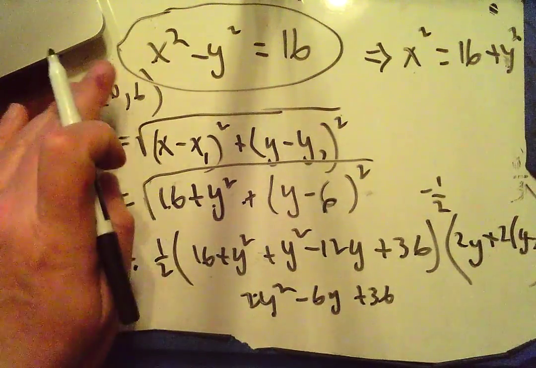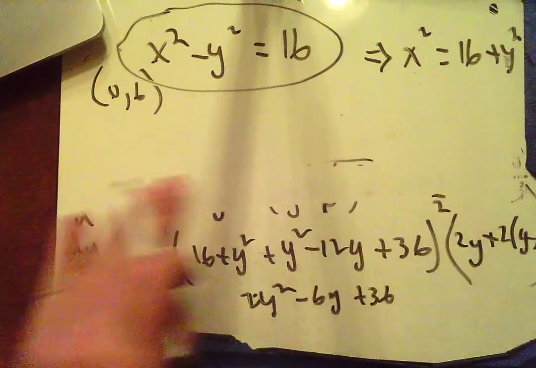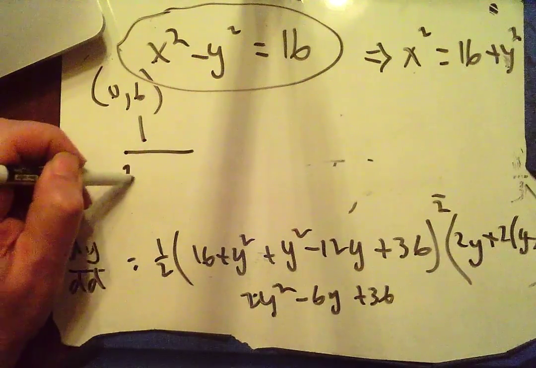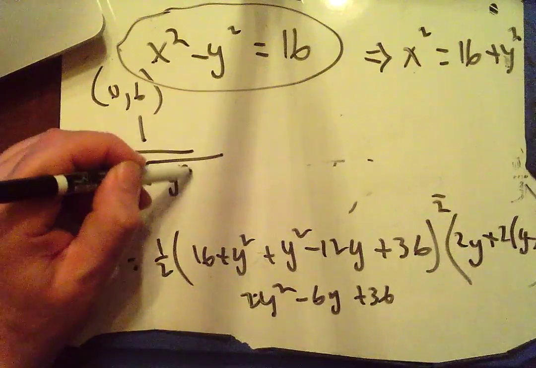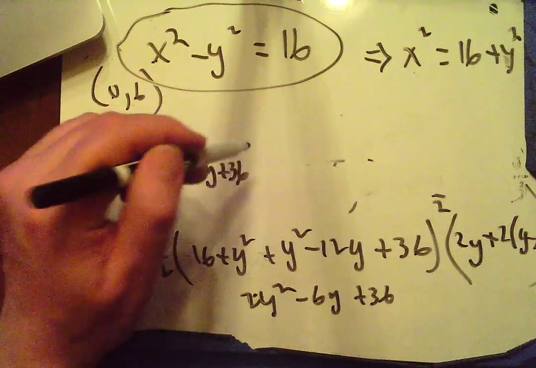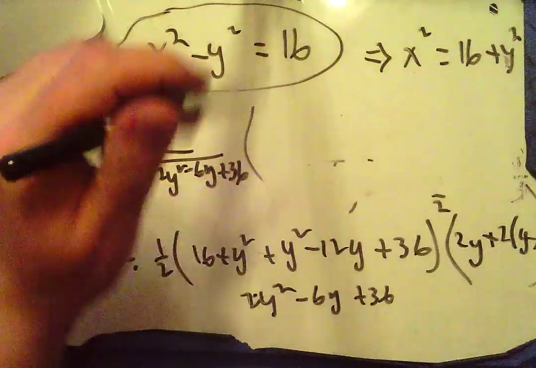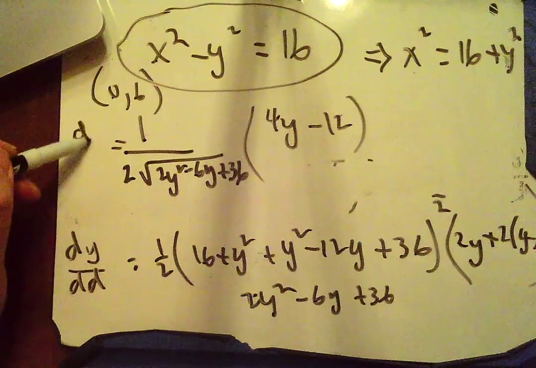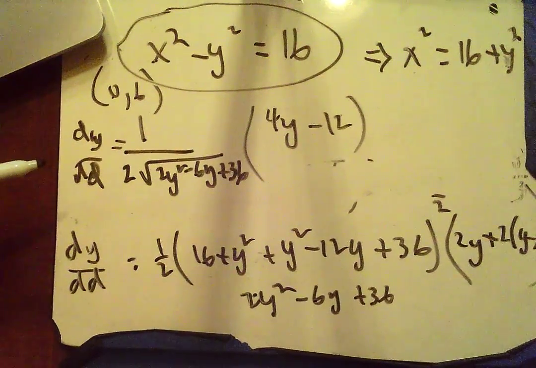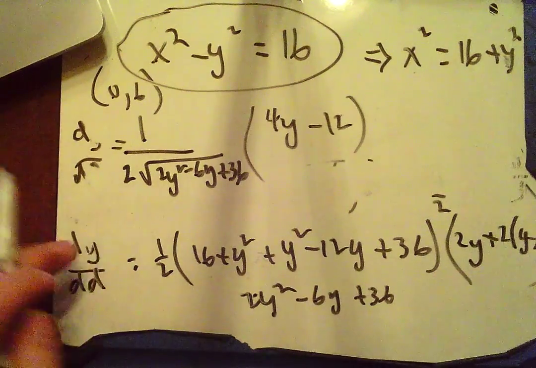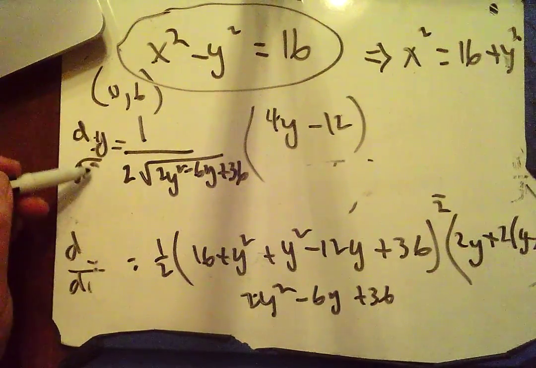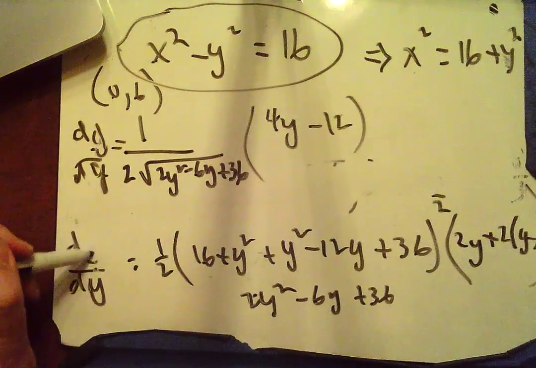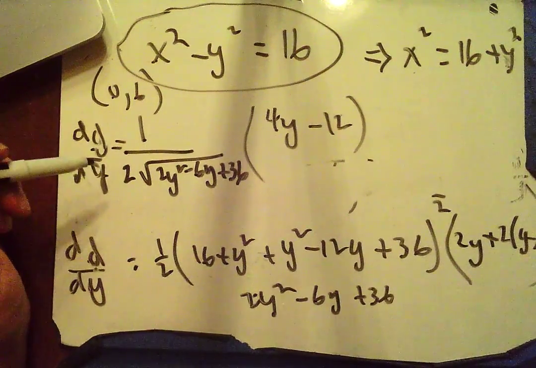Okay, so let's come back up here, give ourselves some more space, and say that 1 over 2 square root 2y squared minus 6y plus 36 times this thing over here, which is 4y minus 12. And there's our dd/dy. Dependent variable out in front, independent variable y on the bottom. Always, always, always.